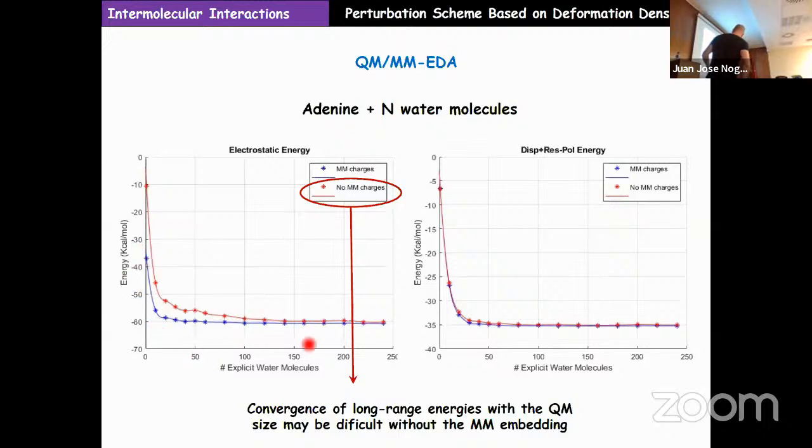You can see that the convergence is much faster. That means that to obtain a good result with pure QM, I need maybe 100 or more molecules to obtain a good electrostatic energy, but only with 50, including the MM region, the electrostatic energy converges. Of course, dispersion is not so long range as the electrostatic energy, and the convergence is okay in both cases.